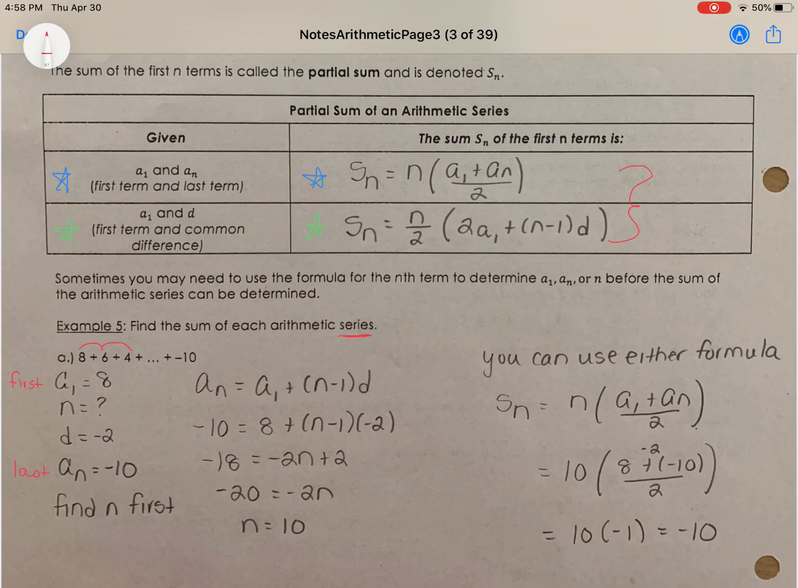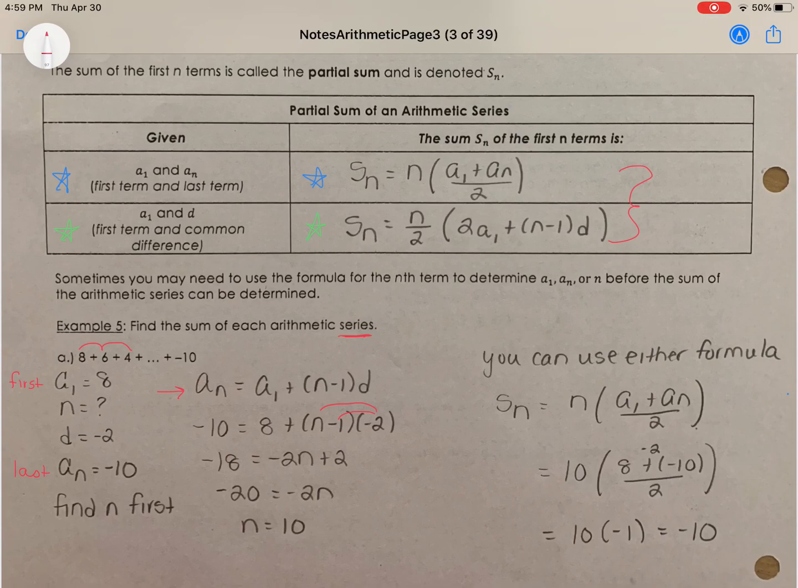A1 is your first term. AN is your last term. We don't know our n value. In order to use either of these 2 formulas, you notice they both have n in them. So we have to find n. We're going to use the sequence formula on the flip side of your note sheet, on the front page, and calculate n because we have everything else that we need.